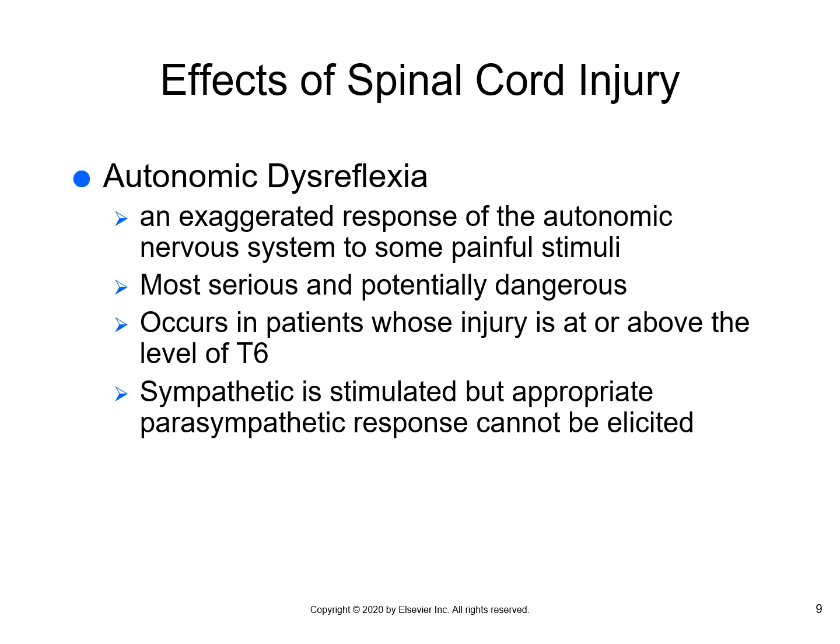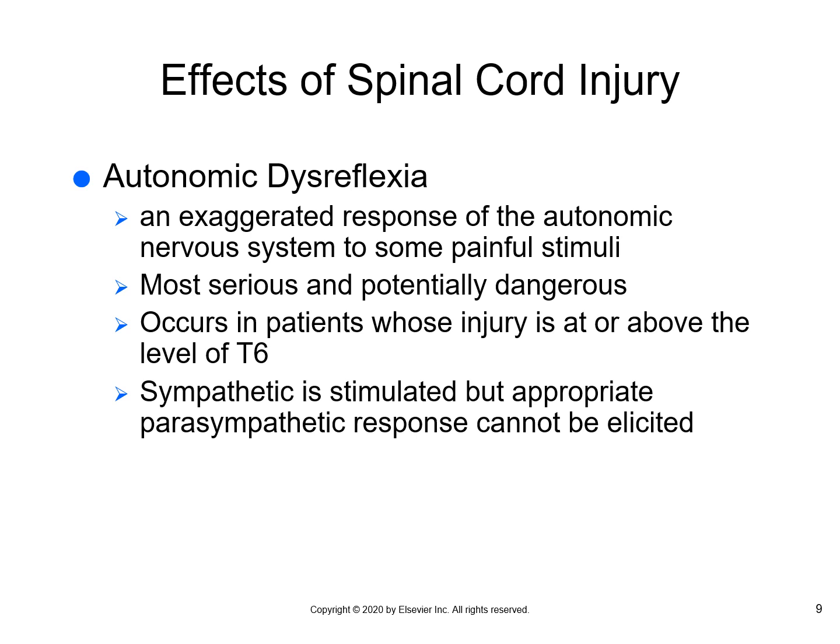Autonomic dysreflexia. This is an exaggerated response of the autonomic nervous system to some stimuli, painful stimuli. This is serious and potentially dangerous, and we need to correct it right away. This occurs in patients whose injury is at or above the level of T6, okay? T6. This is one thing to remember for autonomic dysreflexia. If you have an injury that is at or above the level of T6.